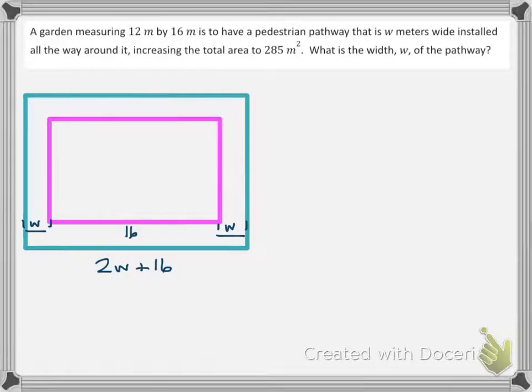And then if we think of the same thing on the width, from here to here is W, and down here, from here to here, that's also W. So if the original width was 12, then the new width would be 2W plus 12, right? Because we added this W and this W, whatever that distance is. So this is my length, and this is my width.